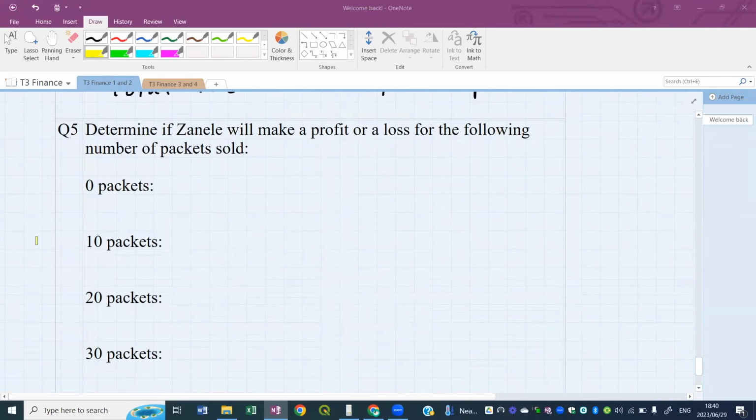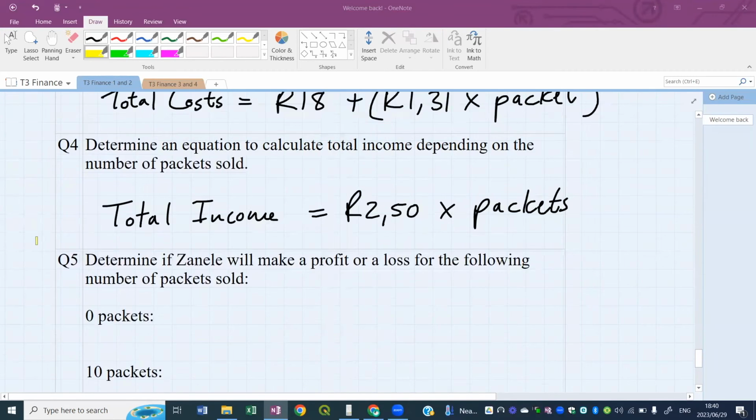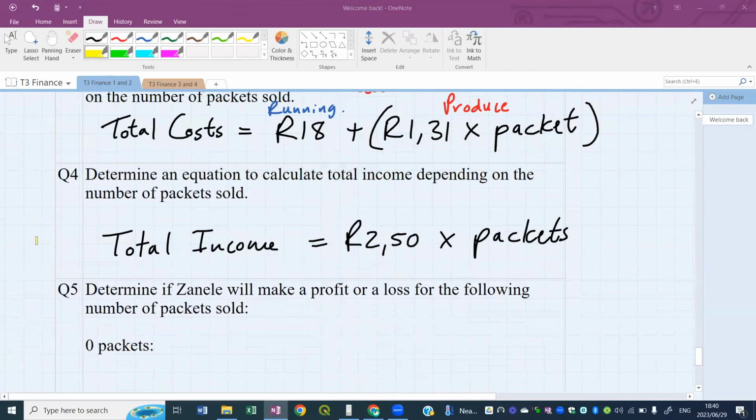We've got two equations. All right. I am going to show them to you on the screen there. Just remember them. You can write them down if you want. And then question 5 says, here we go. Determine if Zanele will make a profit or a loss for the following number of packets sold. Okay. The first one, what if she goes out to wherever the market is and she sells nothing? First question, is she making a profit or a loss? Second part of the question, what is the profit or the loss?